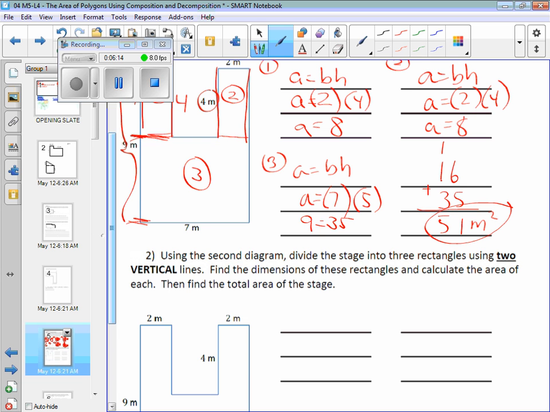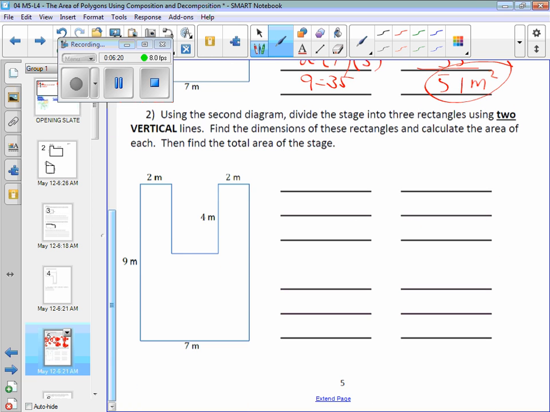Okay. Look at this. Look at the shape down below. Let me ask you this: is it any different from the first shape? It's the same exact dimensions, right? All I'm trying to show you, and we'll go through the steps, is that you can break it up many different ways, and you'll still get the same area. So now they're asking you to divide the stage into 3 rectangles using 2 vertical lines. And then we're going to do the same thing and find the area of those rectangles.